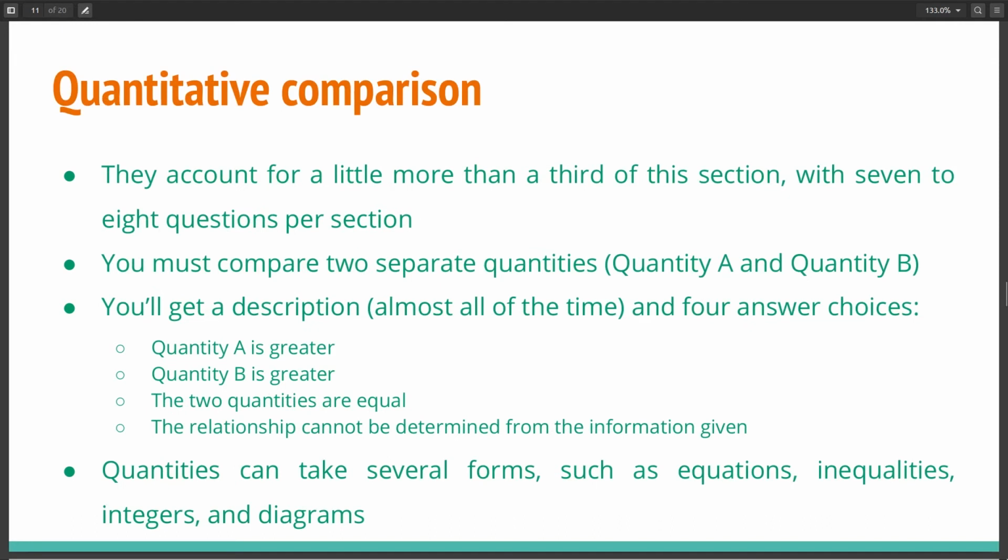Okay, so now let's talk about the quantitative comparison question type. This type accounts for more than a third of this section, and it has 7 to 8 questions per section. In this question you will be simply asked to compare two quantities, quantity A and quantity B. Most of the time, you will get a description about these quantities and 4 answer choices: either A is greater, B is greater, the two are equal, or the relationship between A and B can't be determined from the information given.